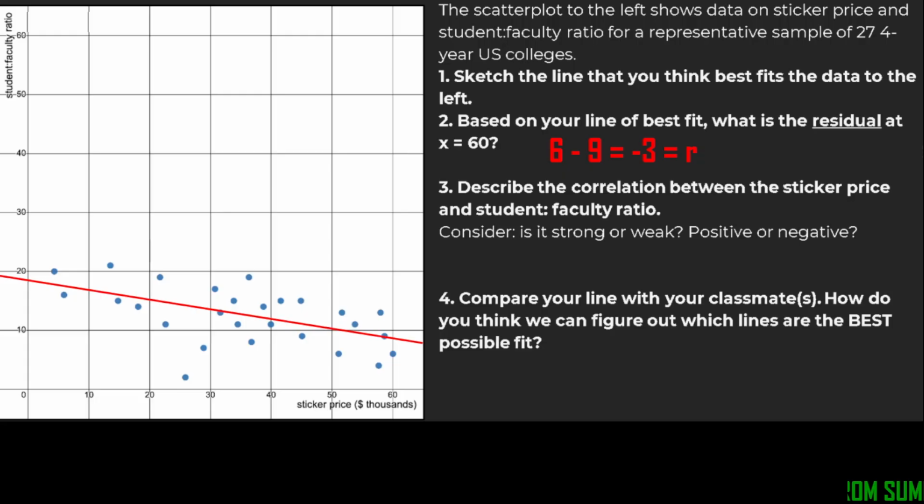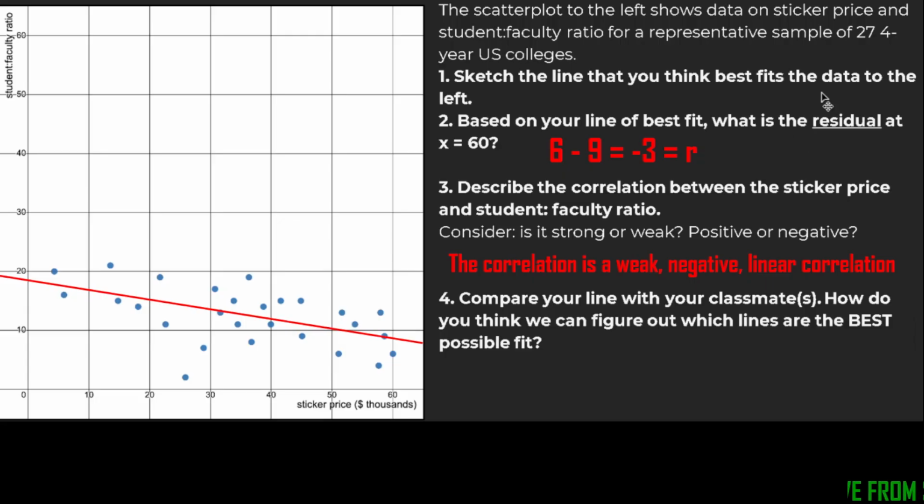Then for number 3, it says describe the correlation between the sticker price and the student to faculty ratio. Remember, consider whether it is strong or weak, positive or negative. We could say the correlation is a weak negative linear correlation. That means as you look from left to right, it is going down like the line shows. Again, it's a linear correlation because it makes a straight line.